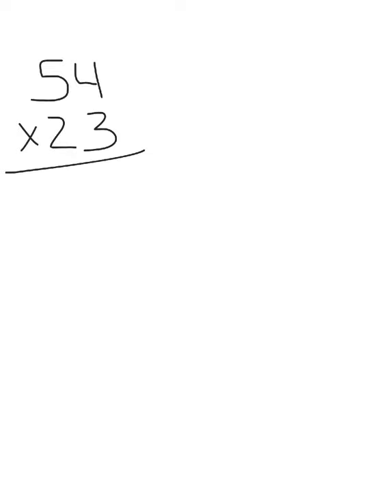Let's try a few more problems together to make sure that we have a good understanding. Go ahead and write this problem in your notebook. We are going to do 54 times 23. Always start with your ones place. First, we're going to multiply 3 times 4, which is 12. Put down your 2 and regroup your 1. Next, we're going to multiply 3 times 5, which is 15, plus 1 more is 16.